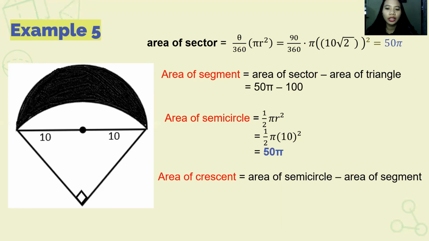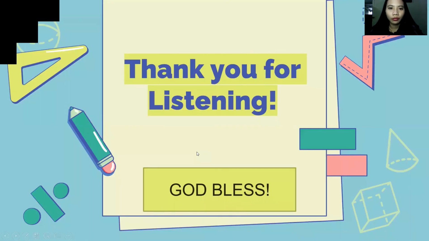Now we can find the area of our crescent. The area of our crescent is the area of the semicircle minus the area of our segment. Given that the area of our semicircle is 50 pi, and the area of our segment is 50 pi minus 100, negative times 50 pi is negative 50 pi, and negative times negative equals positive, so we have positive 100. So now the area of our crescent is 100 square units. Thank you for listening.